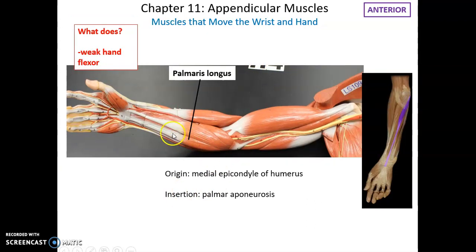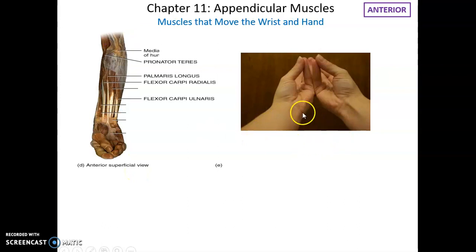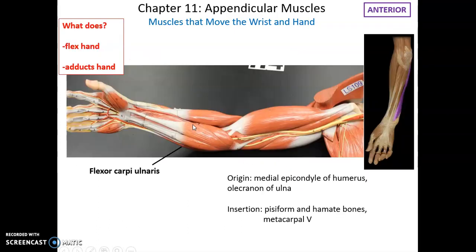We have palmaris longus, going from the medial epicondyle of the humerus toward the palmar aponeurosis. Aponeurosis is just a sort of ligament found at the base of the palm. And so the palmaris longus inserts into the ligament, sort of in the center of where the palm is. And it is a weak hand flexor. Turns out some people have the palmaris longus muscle, other people do not, and some people have one on one arm and not on the other. Turns out it is a pretty irrelevant muscle, so it doesn't matter if it's present or not.